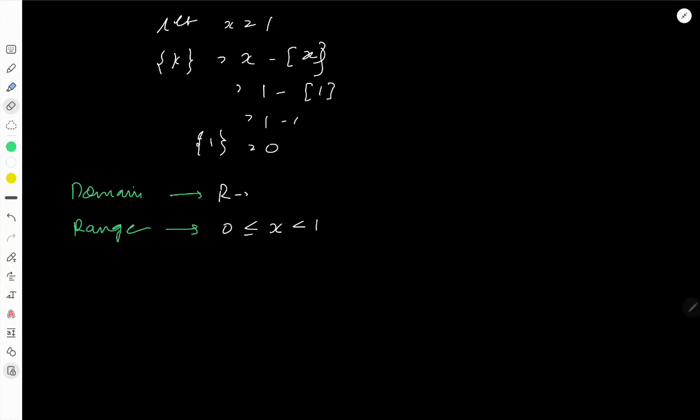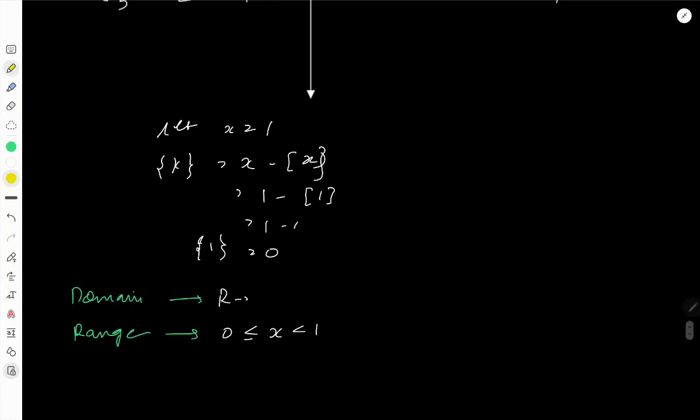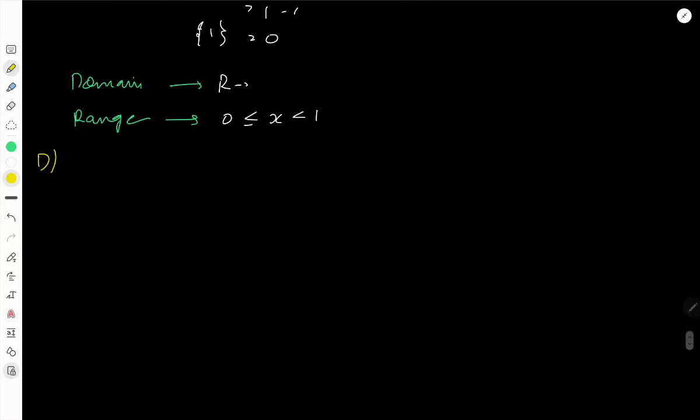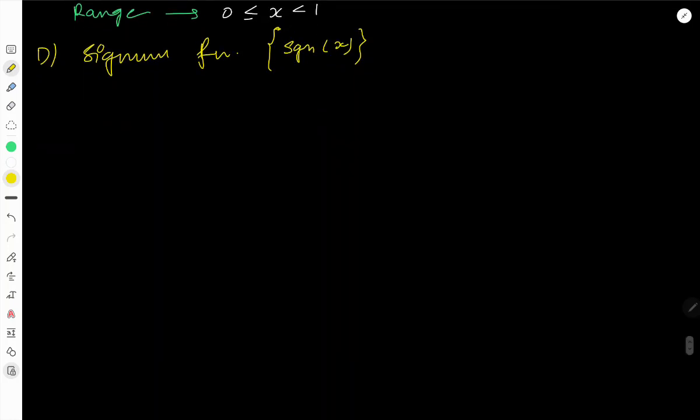Now that we have discussed the fractional part of x, let us move further and understand the signum function. This was C, now D. The signum function is denoted as SGN of x. This is the denotation. The signum function is defined for a value x as mod of x.